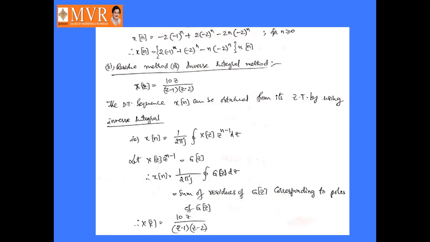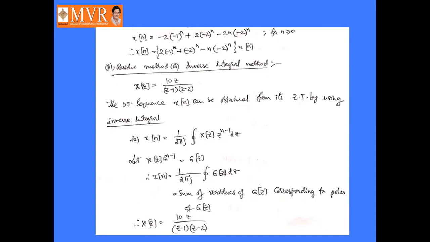The inverse integral method can be expressed like this: x(n) = 1/(2πj) ∮ X(z) z^(n-1) dz. Let X(z) z^(n-1) be G(z). Then this integral becomes x(n) = 1/(2πj) ∮ G(z) dz. So it is nothing but the sum of residues of G(z) corresponding to the poles of G(z).